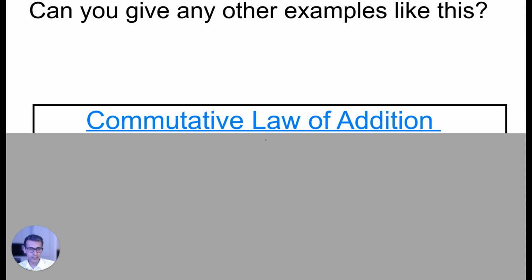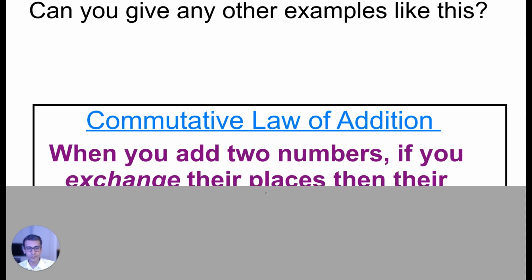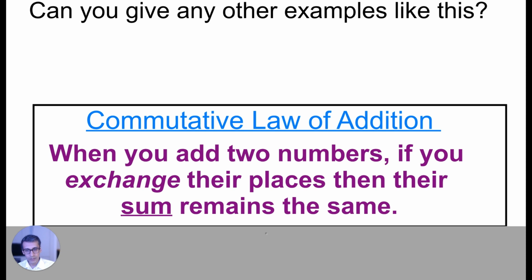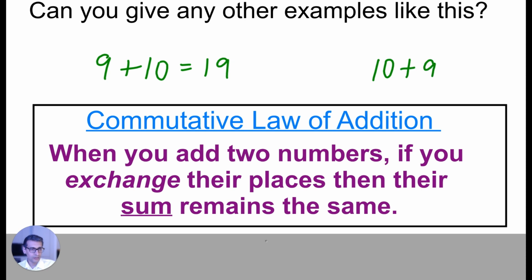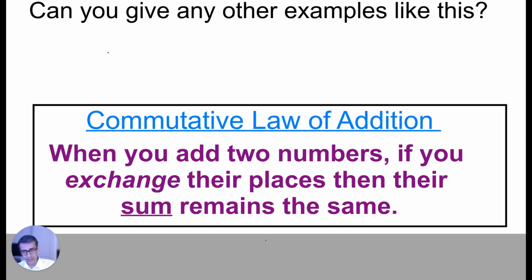So the commutative law of addition says that when you add two numbers, if you exchange their places, then their sum remains the same. So a really basic example, 9 plus 10 equals 19, and 10 plus 9 equals 19. We can extend the examples. We can talk about fractions. We can do decimals. Any two numbers, when you exchange their places, if you are adding them, so sum is a specific word, it has to be addition, then the answer will be the same if you swap them over.